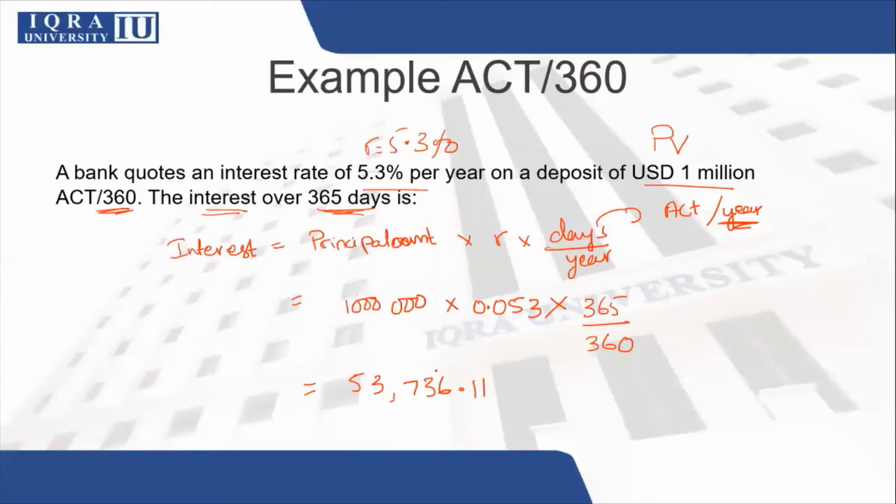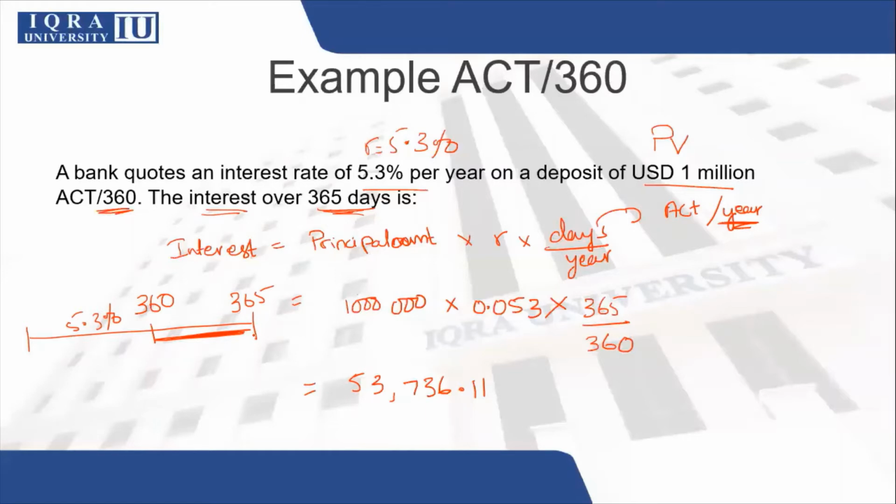This interest amount is actually slightly higher than if the actual days would have also been 360. The reason being that the interest rate that you are using is for 360 days, but the actual number of days is 365. So you are actually getting interest for these extra 5 days as well.